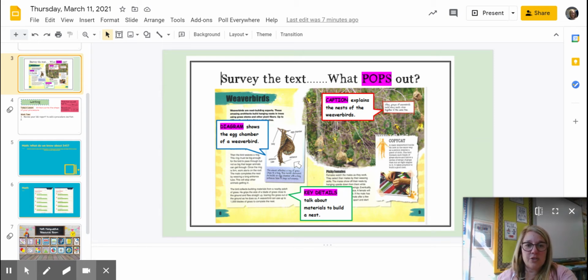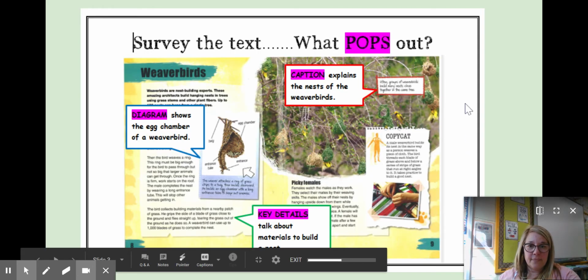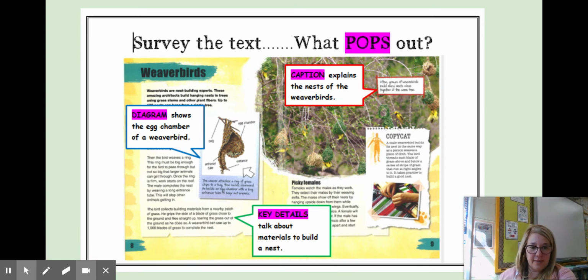So you can see on my screen right now, and perhaps you can see it better if I make it bigger. I would like you today to practice surveying the text. And when you survey something, you get some information, you collect data. And what I want you to collect is what pops out at you on those pages. So when you're studying them, what do you want to make sure you pay attention to?